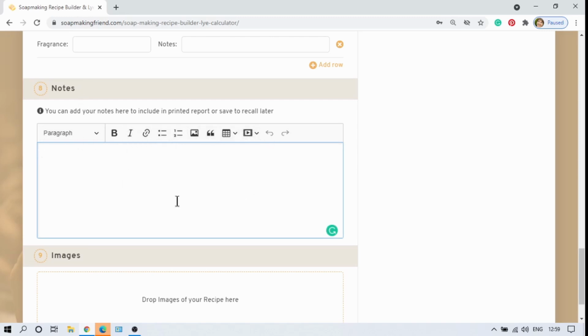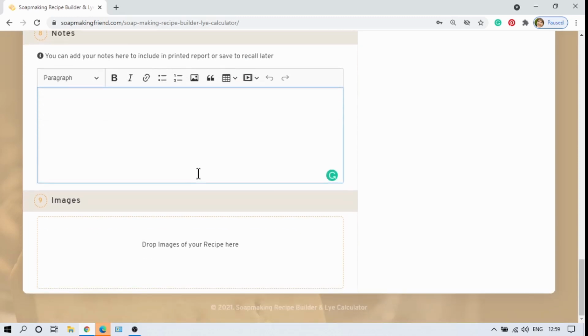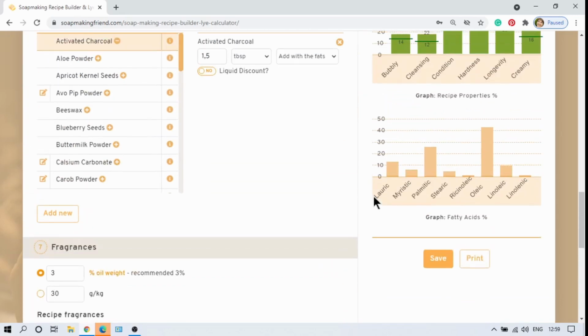So there is a little area that you can add things to just for your own personal information here. You can even add a picture. If you already made the soap, you can add a picture here of it, and then it will save that as well. Now here on the right hand side, underneath all of your graphs, you will find the little save button. It's a little bit weird because you would have thought it's going to be on the top. So you're just going to click save. It's going to save it.